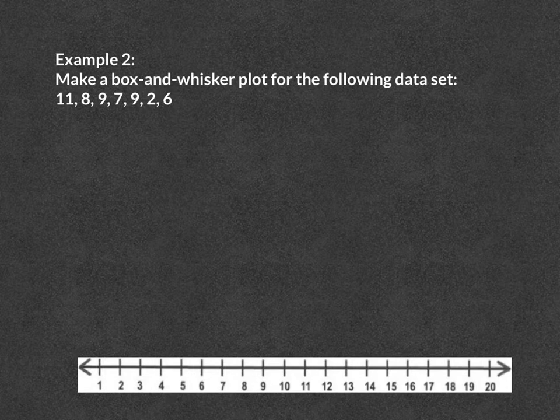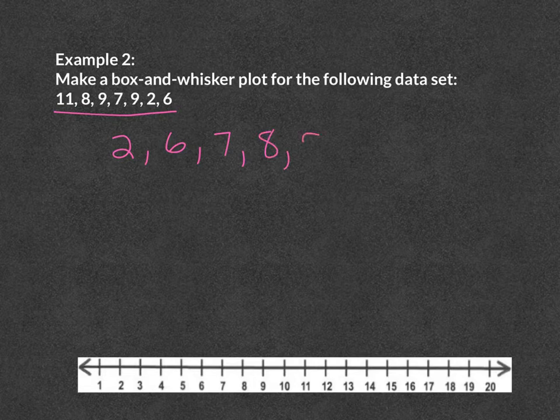Example number 2. Make a box and whisker plot for the following data set. 11, 8, 9, 7, 9, 2, and 6. So the first thing I'm going to do is take these numbers and list them from least to greatest. So I have 2, 6, 7, 8, 9, 9, and 11. Now I'm going to find the median of this data set, and that's the middle number, which is 8. That is quartile 2.